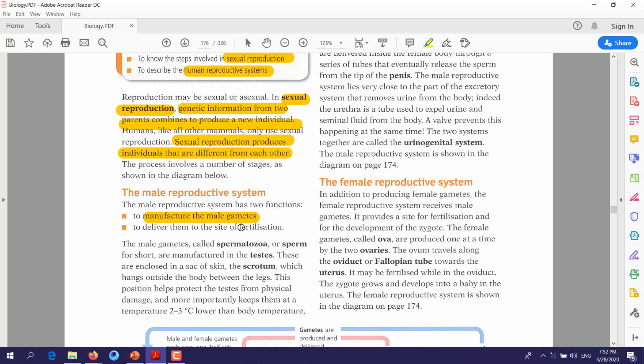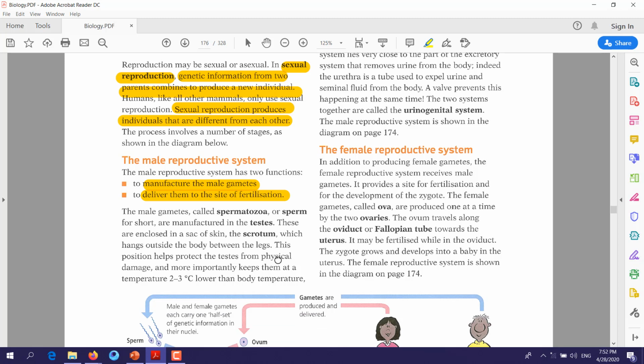Then, after producing them, what should happen to them? It should deliver them to the site of fertilization. Where will the site of fertilization be? It will be in the female reproductive system. Okay. Now, let's explain the male reproductive system. Let's see what the parts of it are and what the function of each part is. Firstly, the male gametes we call spermatozoa, or for short, sperm. So sperm is the male gamete.